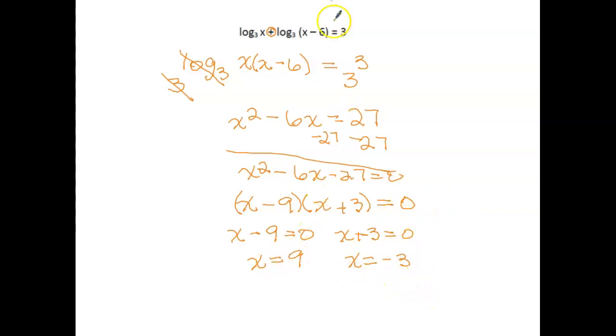So if we plug a 9 into this original equation up here, if we substitute 9 in for x, we would have log base 3 of 9 and log base 3 of 3. And we can do both of those, so that's fine. However, when we take a negative 3 and substitute it in for the x's up here, this would give us log base 3 of negative 3 and log base 3 of negative 9. And neither one of those is a defined answer. They're both undefined. So x equals negative 3 is actually an extraneous solution, and our only real solution is x equals 9.